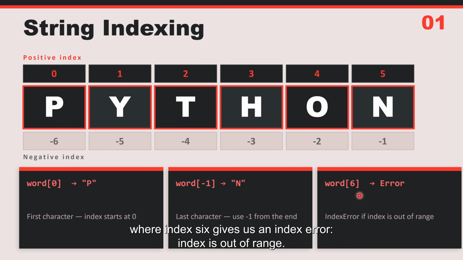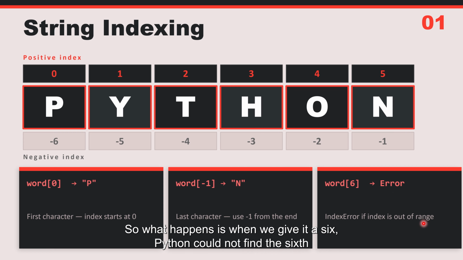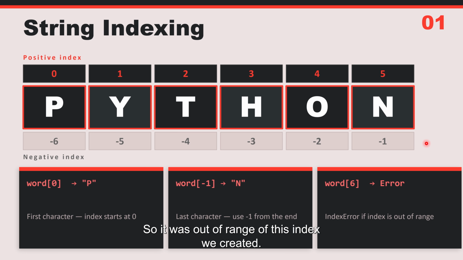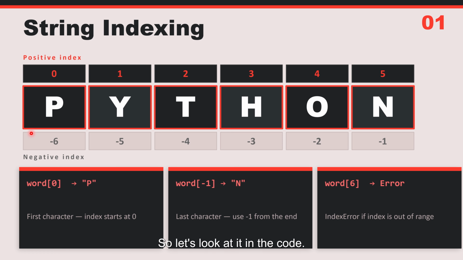As you can see here, word 6 gives us an error, index error, if index is out of range. So what happens is when we gave it a 6, the Python could not find the 6th element here. So it was out of range of this index we created. So let's look at it in the code.